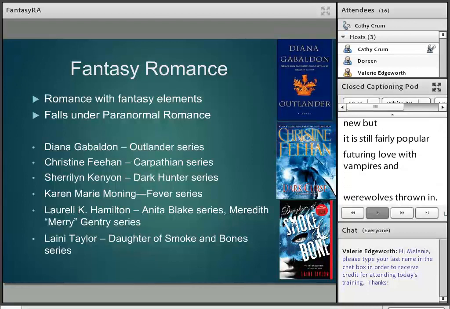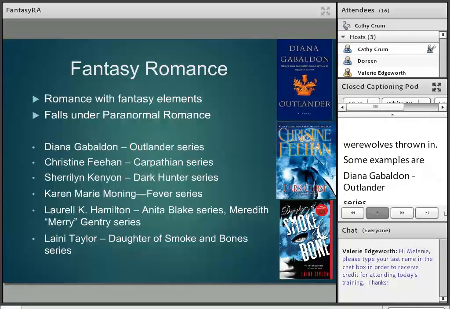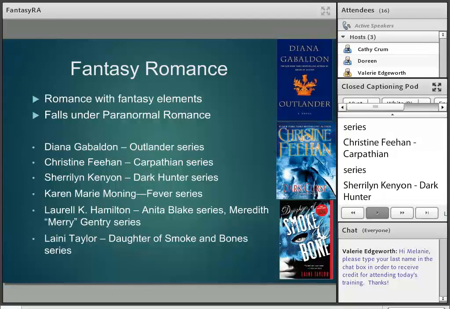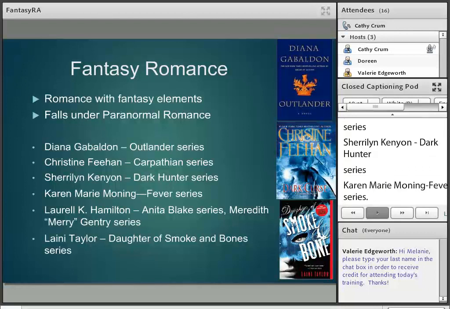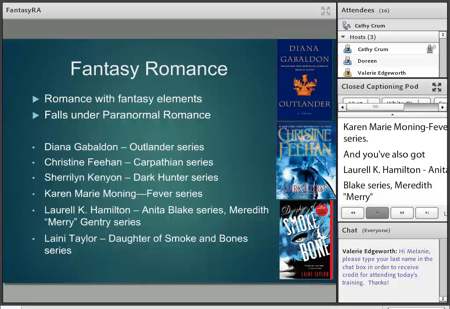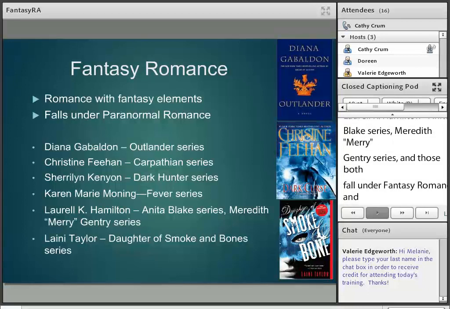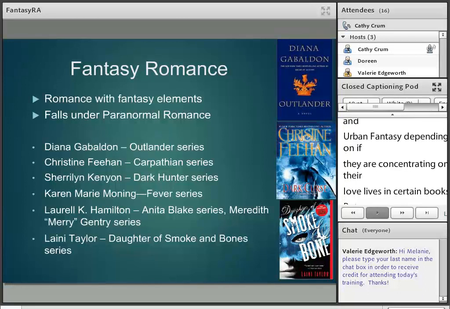Some examples of fantasy romance are Diana Gabaldon's Outlander series, Christine Feehan's long-running Carpathian or Dark series, Sherilyn Kenyon's Dark Hunter series, and Karen Marie Moning's Fever series. You've also got Laurell K. Hamilton's Anita Blake and Meredith Gentry series, which both kind of fall under fantasy romance and urban fantasy, depending on if they're concentrating on their love lives in certain books.